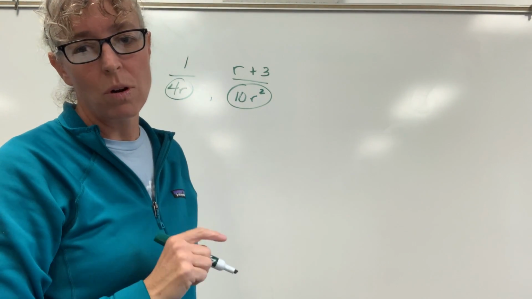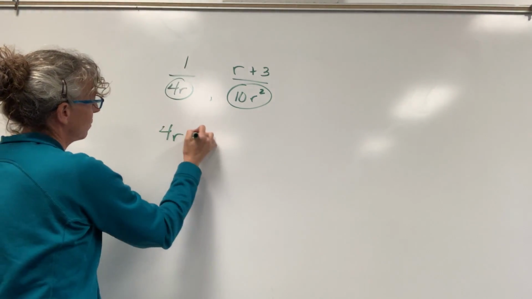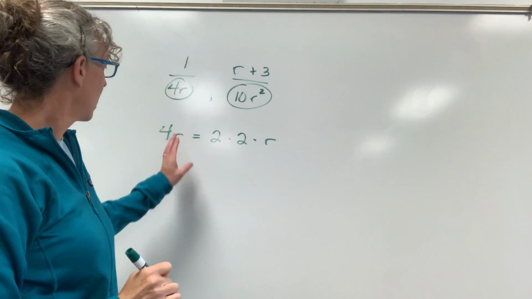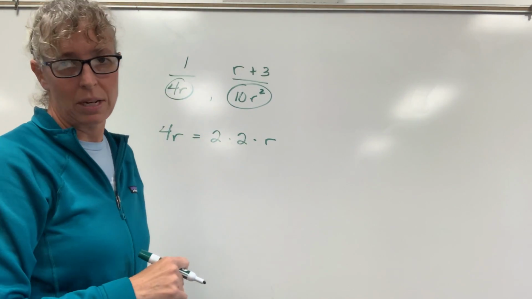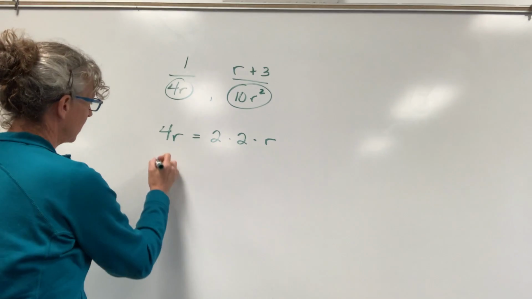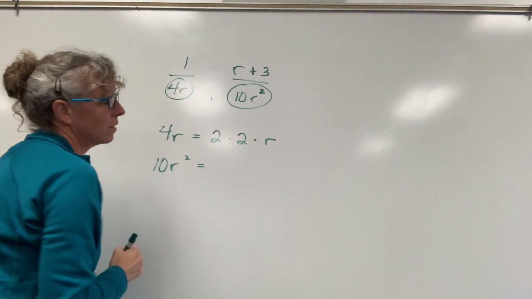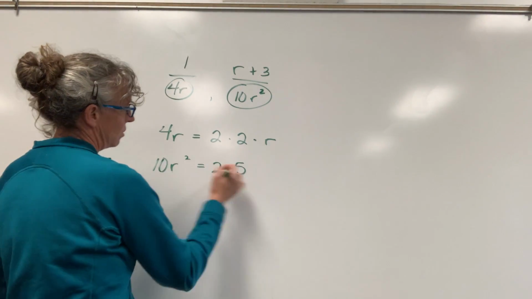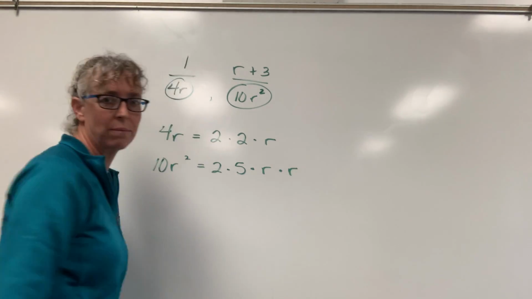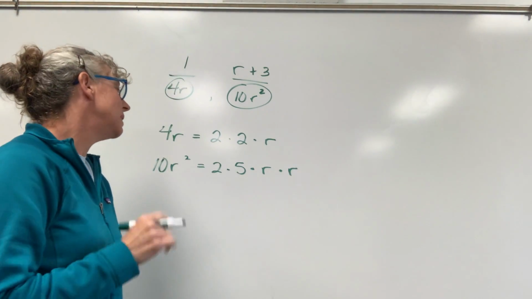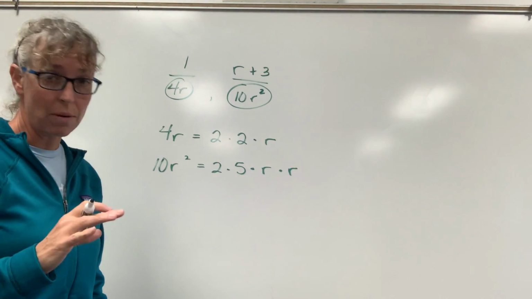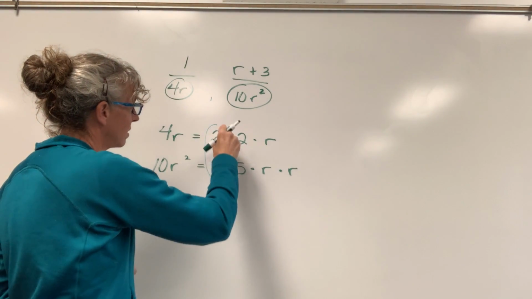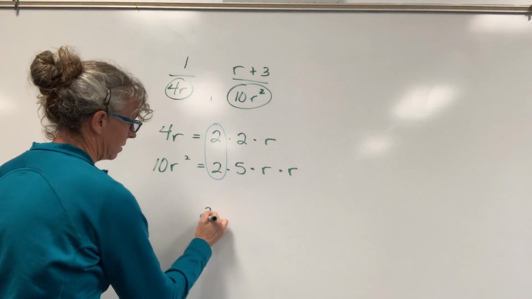So let's start with my 4r. If I'm going to break it down, it's a 2 times a 2 times an r. I just kind of factored it, like if we had a factor tree. Now let's do our 10r squared. What makes 10 is a 2 and a 5, and then I have 2 r's. So I kind of factored both of them. Now, to make our least common denominator, if both of them have one of the things, we only have to write it down once.